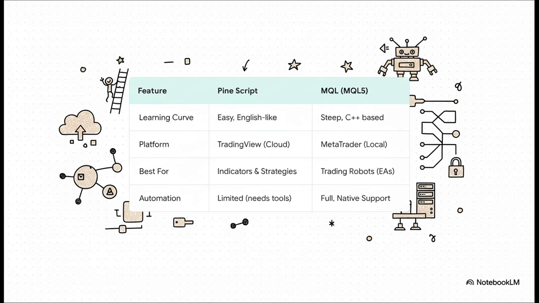And this table just lays it all out so clearly. Look at the learning curve, right? PineScript is intentionally designed to be easy, almost like plain English. It's super accessible. MQL? Well, it's a steeper climb because it's based on C++. But that's because it's built for one thing, creating those seriously sophisticated, fully automated trading robots. You know them as expert advisors on MetaTrader.